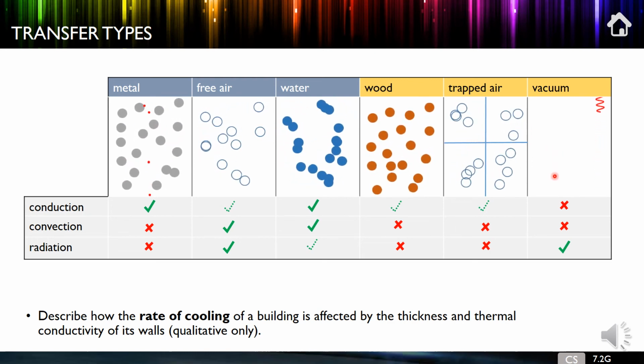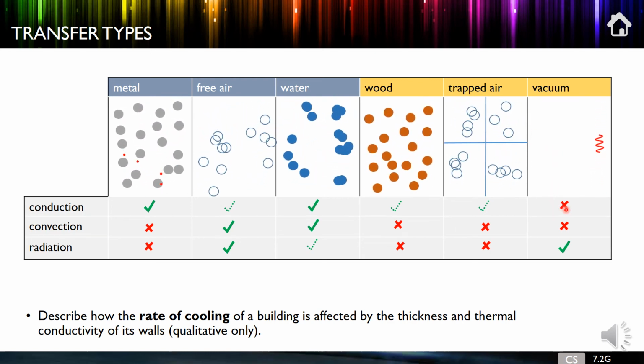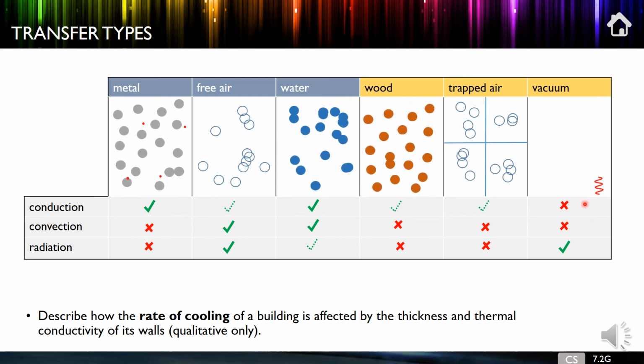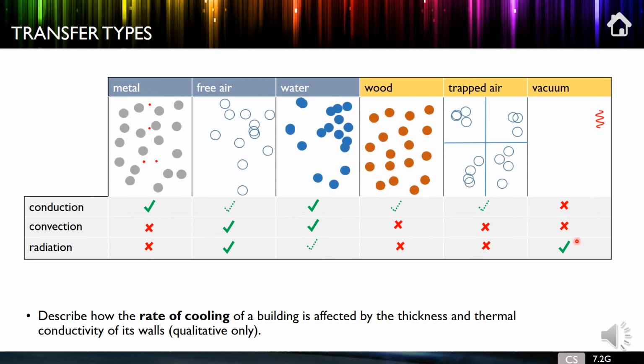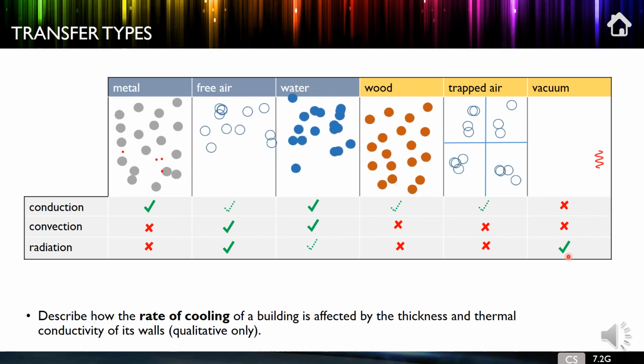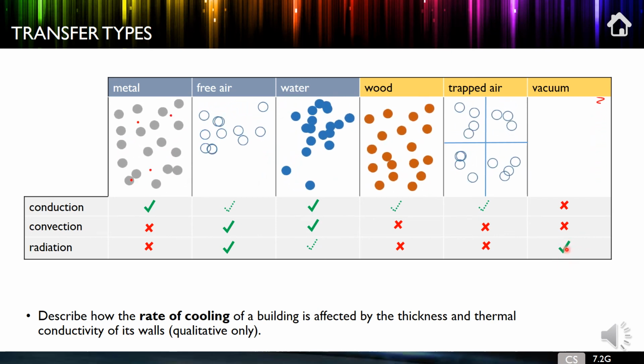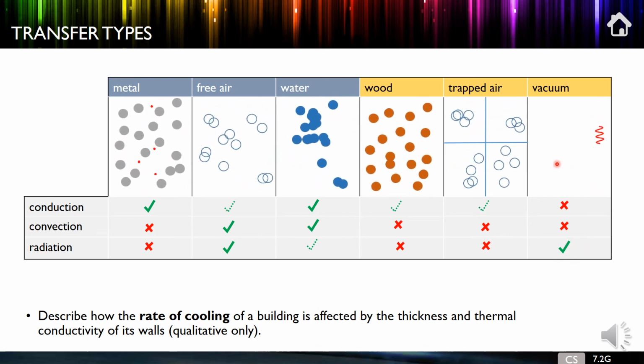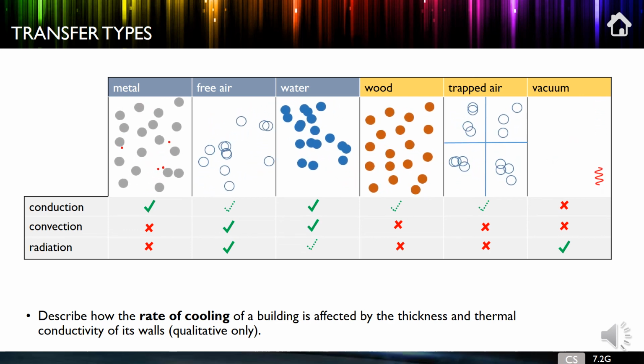Finally, we have the vacuum, which is very effective because conduction and convection both have to have particles. They rely on particles, so we can still transfer heat, but it has to be radiation only. So this is really the most effective type of insulation, but it's quite expensive.